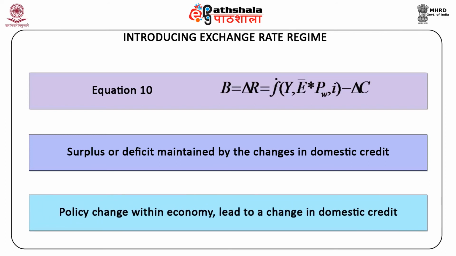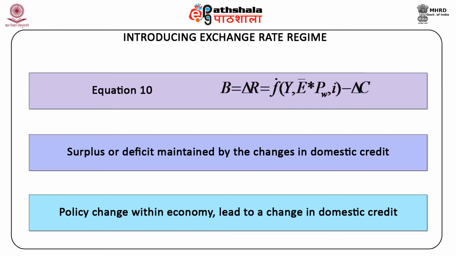Thus, any policy change that happens within the economy having an effect on the foreign exchange reserves or balance of payment accounts will lead to a change in domestic credit within the economy. Money market equilibrium is attained where demand for nominal balances is equal to its supply, or at point E naught. In panel B, balance of payment equilibrium is shown. Corresponding to point E naught, equilibrium in the balance of payment account is attained at point B naught.